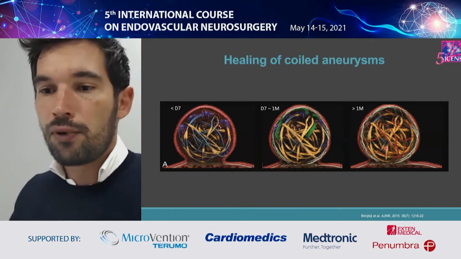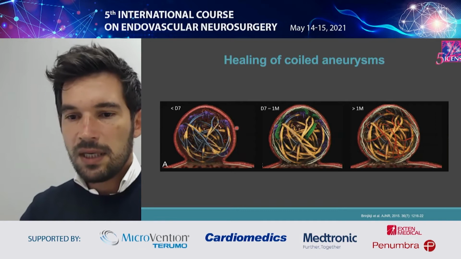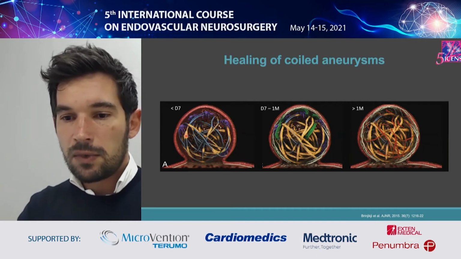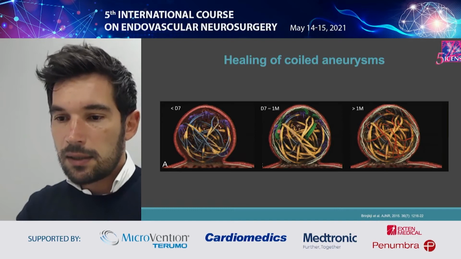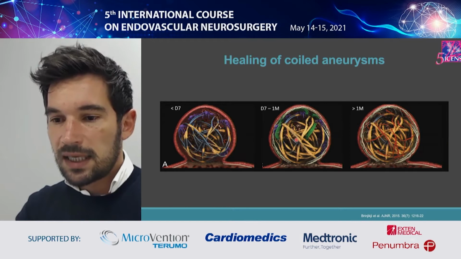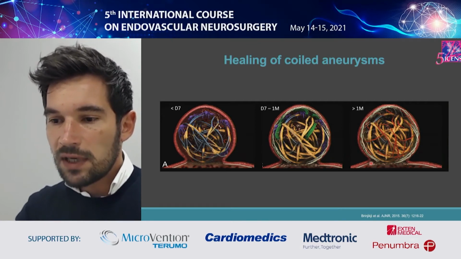The process of healing after coiling of aneurysms takes a little bit of time. In the first 7 days, there is some fibrin at the level of the coils, and also you can see here in purple some macrophages. And then there are mesenchymal stem cells, here in green, coming into the sac of the aneurysm, and progressively fibrosis into the aneurysm, about 1 month after the treatment. And what we hope to have is a neoendothelialization at the level of the neck.